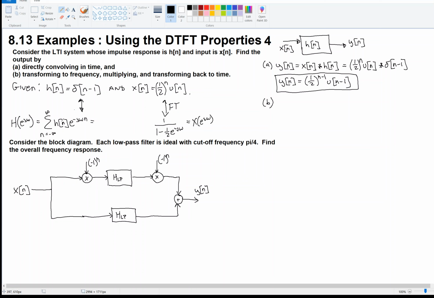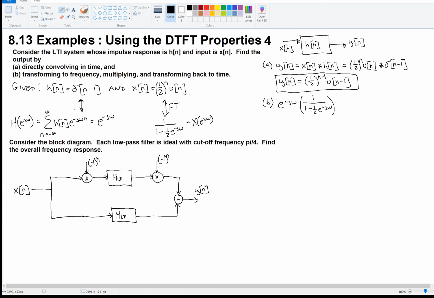When I put the delta function there, the only non-zero value in the summation is when n is equal to 1. So that sifts out e to the minus j omega when n equals 1. E to the minus j omega. So that's the frequency response, just that. So now we've transformed to frequency, right? We've transformed h to frequency, we've transformed x to frequency. Multiply those two together. So I've got e to the minus j omega times 1 over 1 minus 1/2 e to the minus j omega.